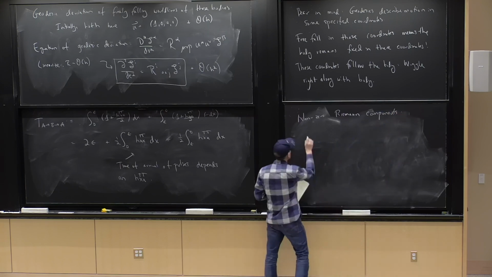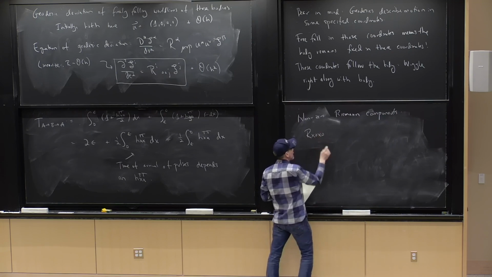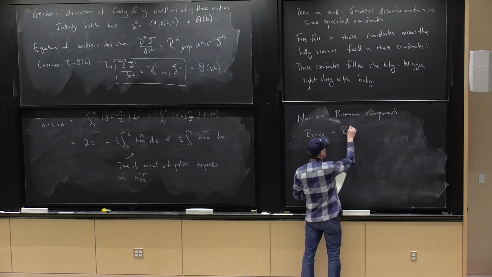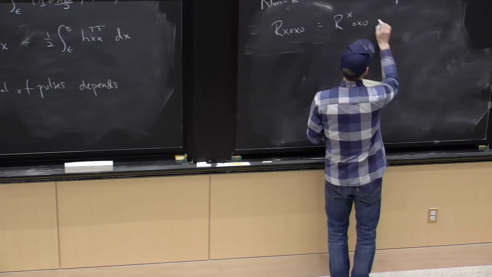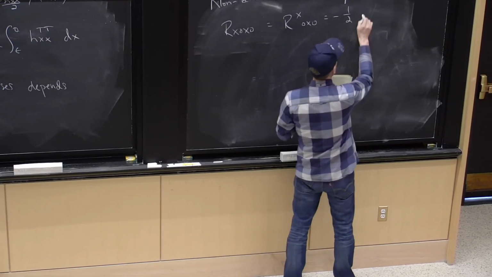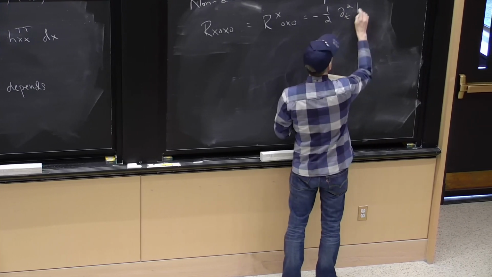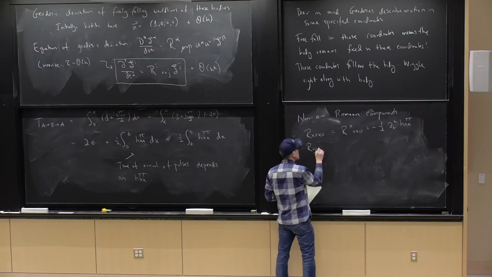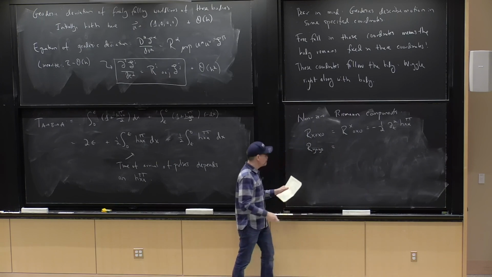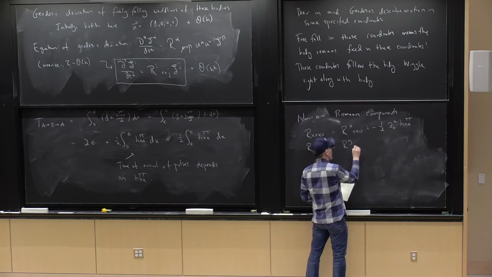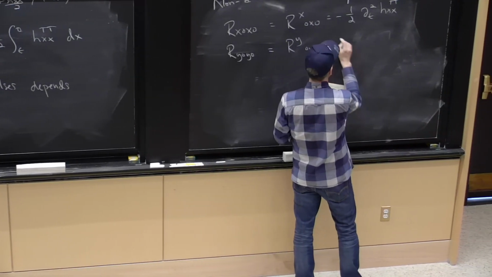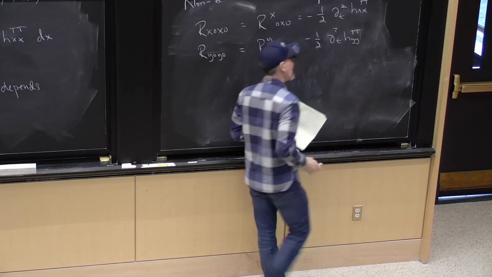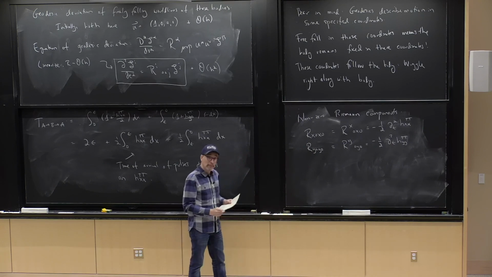So at linear order, you have R, x0, x0. Bear in mind that at linear order, you are raising and lowering indices with the metric of flat spacetime. So that's the same thing as this. And this turns out to be minus 1/2 two time derivatives of hxx. y0, y0, your yo-yo component, pretty much looks exactly the same, but it's two time derivatives of the yy piece.